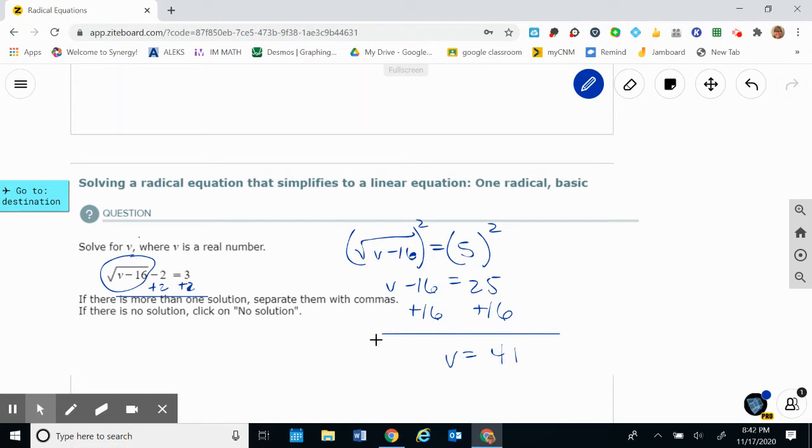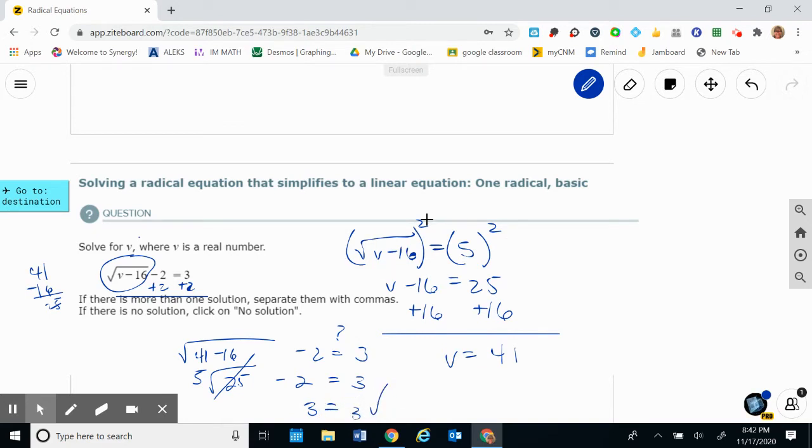You can plug it back in to check it. The square root of 41 minus 16, minus 2, is that equal to 3? Well, let's see. 41 minus 16 is 25. So it's the square root of 25 minus 2. Is that equal to 3? That's 5. 5 minus 2 is 3. 3 equals 3. Check.